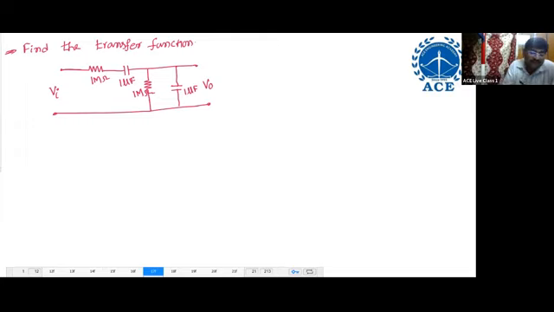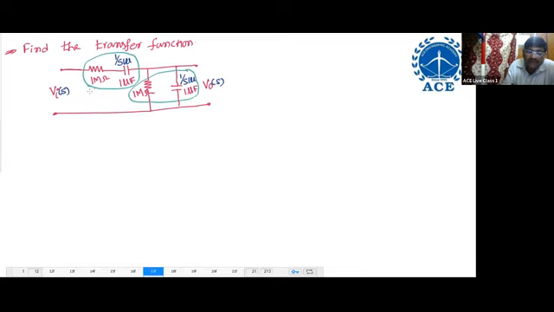So first, Laplace of resistor is the resistor only, Vi(s), Vo(s). Capacitor is 1 by sC, where C is 1 micro. Here also the Laplace of capacitor is 1 by sC, C is 1 micro. Now, find the transfer function. First, simplify the series and parallel blocks. First simplify the series blocks, then simplify the parallel blocks. Then we will get the transfer function.